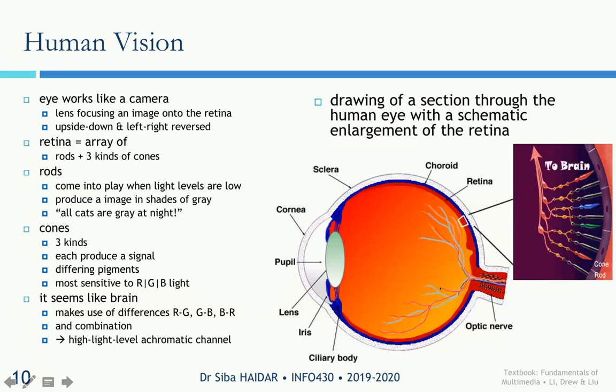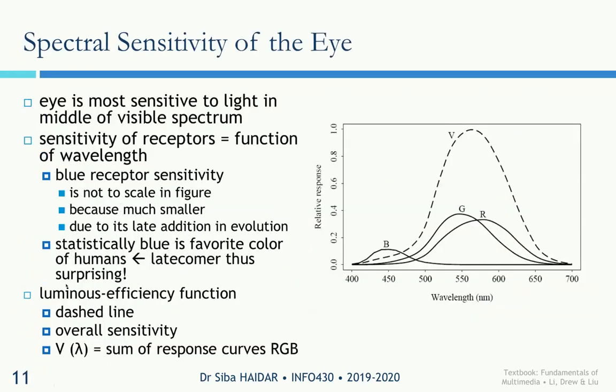So here is the drawing of sections through the human eye with a schematic enlargement of the retina, and we can remember now what is important here: there are rods and cones. Rods do not care about the color, but they do care about how much light is there. And the cones, they are sensitive. We have three kinds, and each kind is sensitive to a color. So this is a spectral sensitivity diagram of the eye. And here we can see that the eye is most sensitive to light in the middle of the visible spectrum.